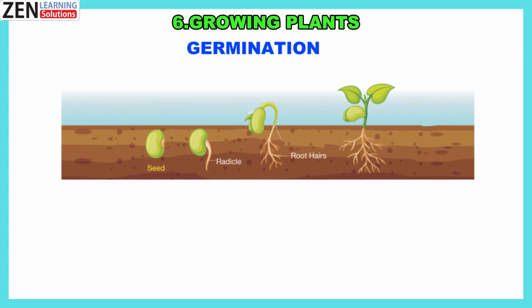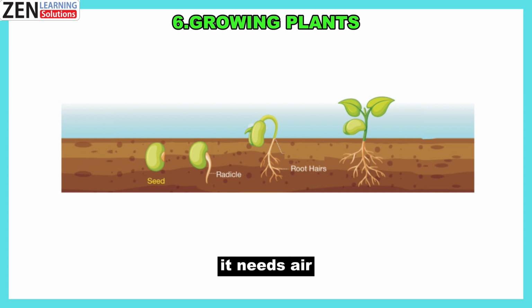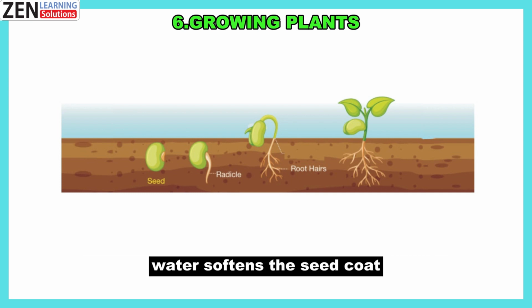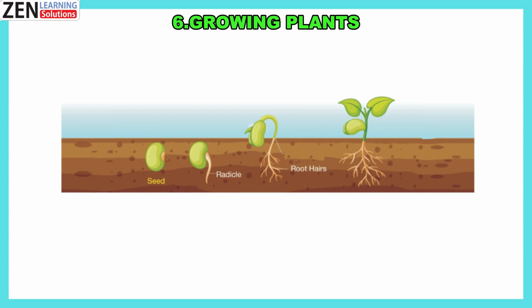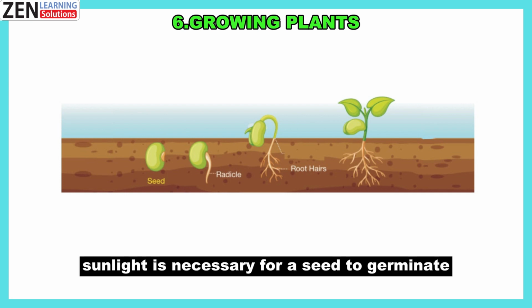Germination. The process of seed growing into seedling is called germination of seed. It needs air, water and warmth of the sunlight to germinate. A seed needs oxygen from the air to breathe. Water softens the seed coat. This changes the food stored in the cotyledons into a soluble form so that the embryo can use it. Sunlight is necessary for a seed to germinate.